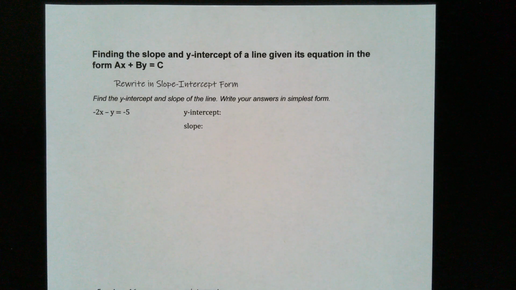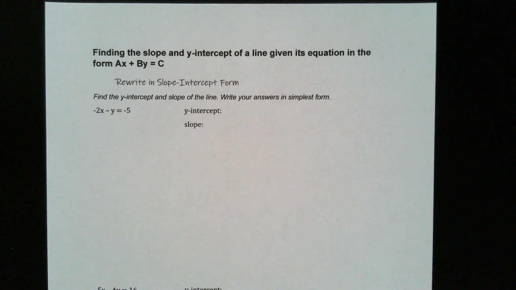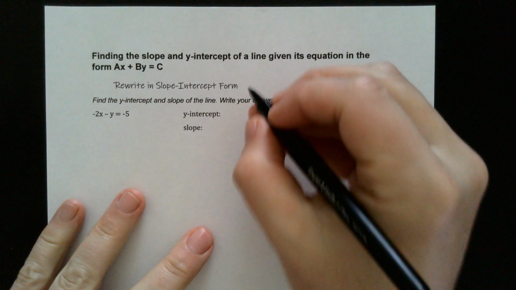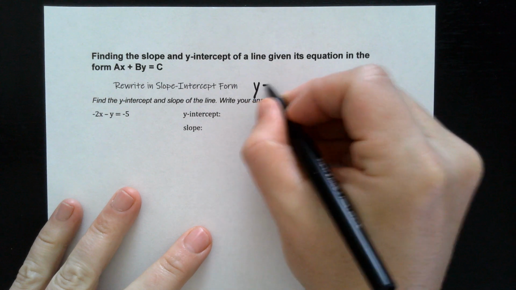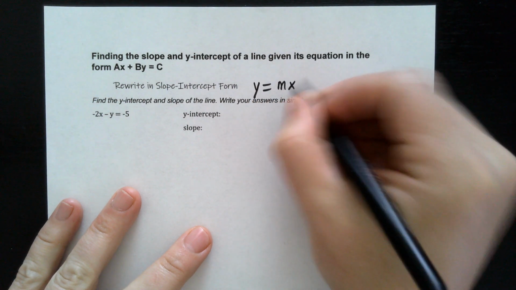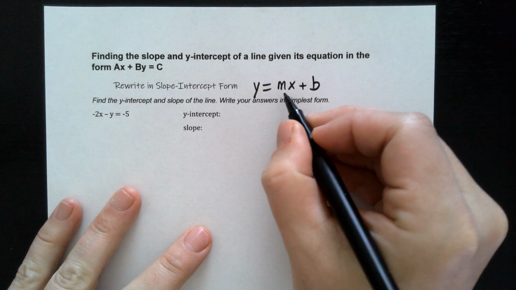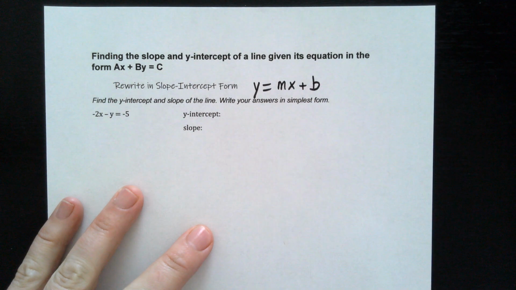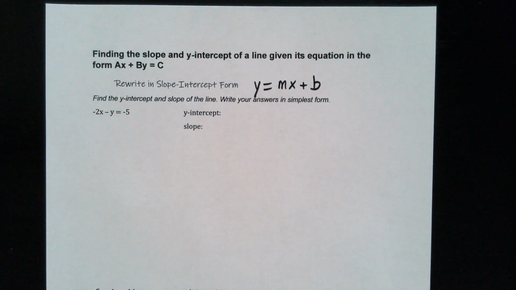In this video, we're going to be finding the slope and the y-intercept of a line given its equation in the form ax plus by equals c, which is standard form. We're going to do that by rewriting it from standard form into slope-intercept form, which is y is equal to mx plus b. M is our slope, b is our y-intercept.